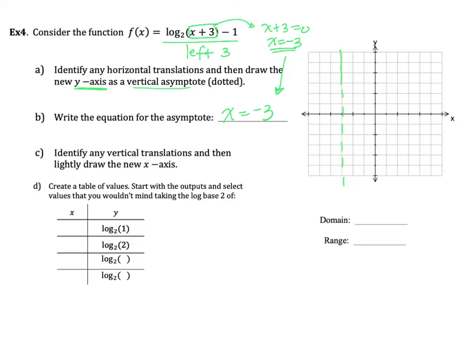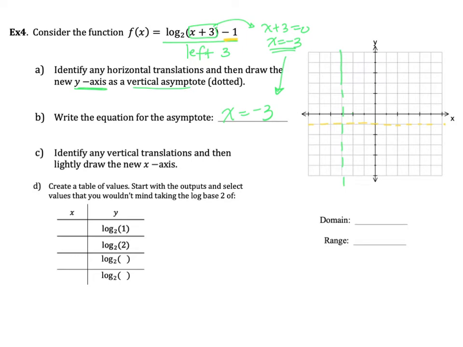Then it says identify any vertical translations and then lightly draw the new x-axis. So I can see here that I have minus 1, so it's going to go down 1 unit. So now my new x-axis is down 1 unit.